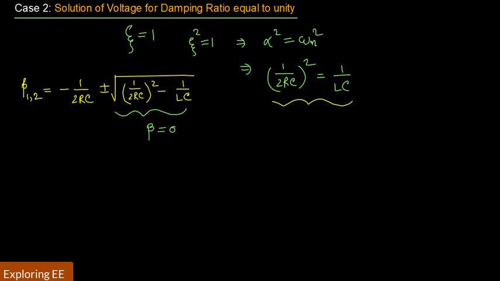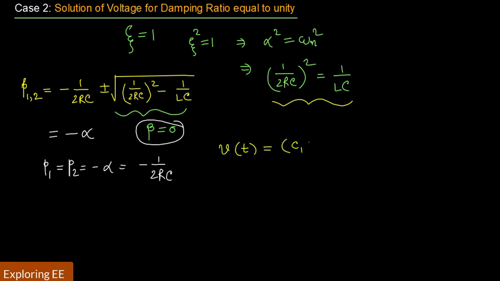Now for this case the roots are real and also equal. So P1,2 can be written as only minus alpha since beta is equal to 0. So P1 equal to P2 equal to minus alpha equal to minus 1 upon twice RC. For this case the solution of voltage would become C1 plus C2 times t, whole multiplied by e to the power minus alpha t u of t.